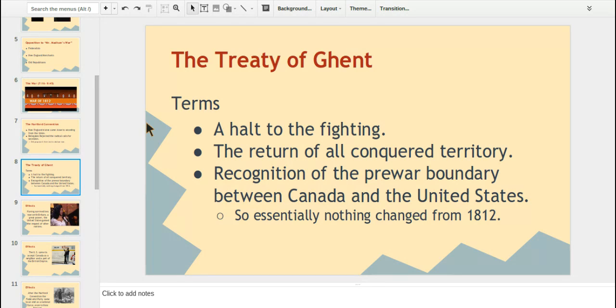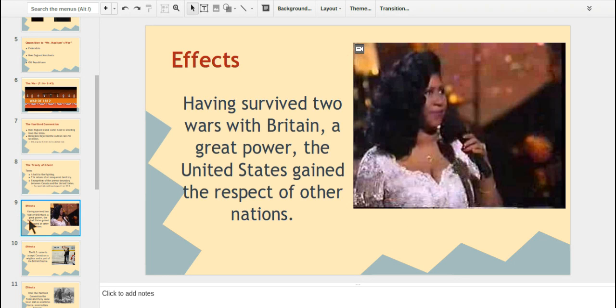But despite the fact that nothing changed, there were a lot of effects. There was a change over time from 1812 to the time the war ended. A lot of things changed in America, and that's the big thing we took out of this war. So I would segue that into the next slide, where I would start talking about the effects. I have just quickly bullet pointed. Having survived two wars with Britain, a great power, the United States gained the respect of other nations.